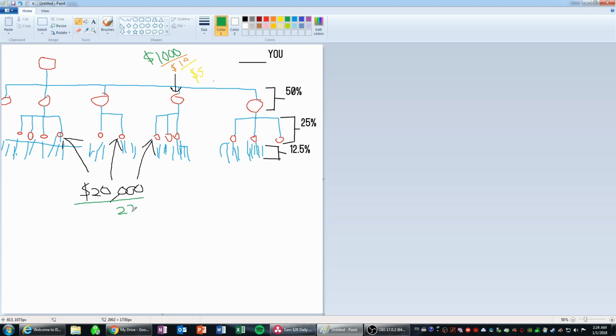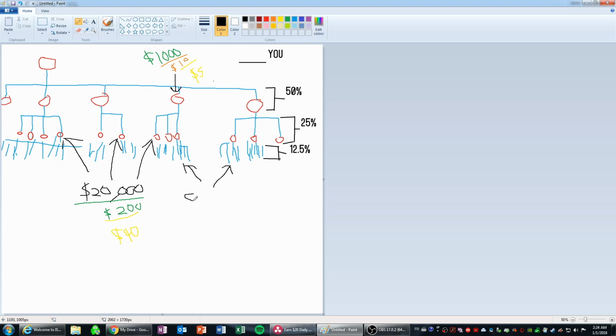Well, what you profit from that in the end is 12.5% of that. So you end up getting $50, or you end up getting $40, unless my math is wrong. It's a bit late. And that's just the second row.